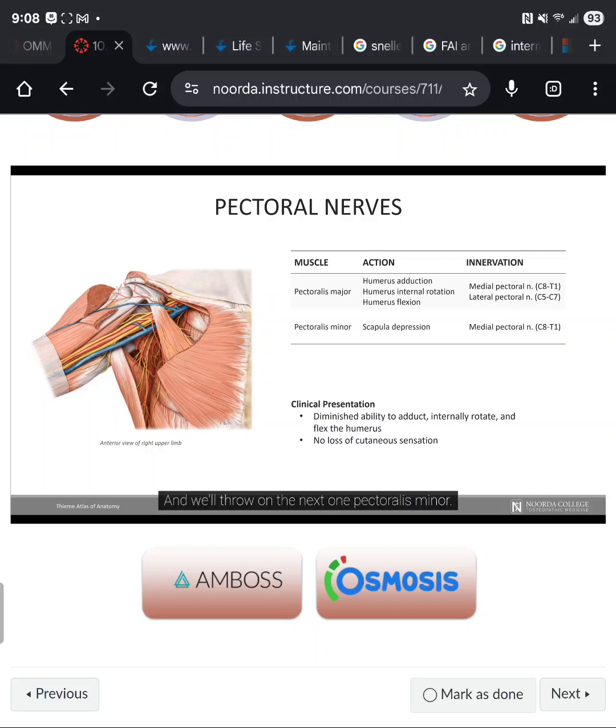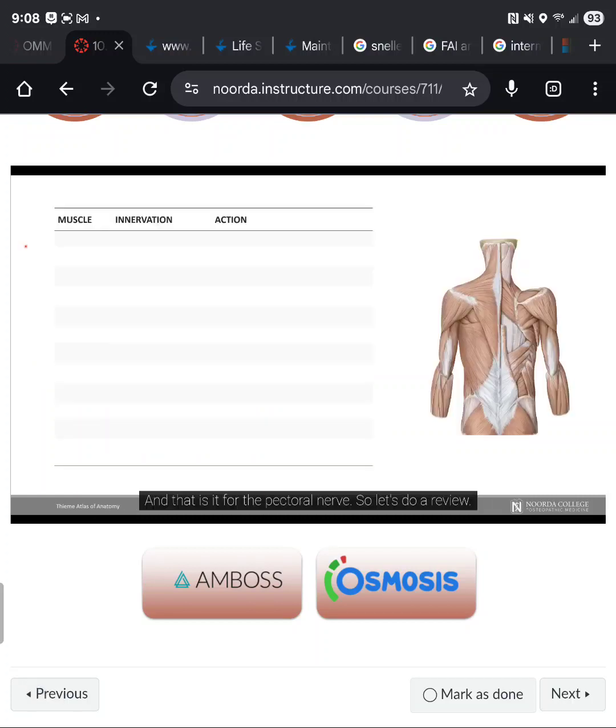And we'll throw on the next one, pectoralis minor. Its action is attaching to the coracoid process here, so it'll help to depress the scapula. And the pectoralis minor is only innervated by the medial pectoral nerve. So again, the medial pectoral nerve marches through minor to also innervate major. The lateral pectoral nerve leaps over minor to only innervate pec major. And that is it for the pectoral nerve.